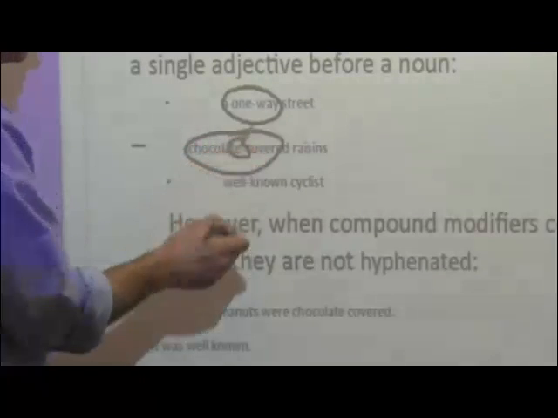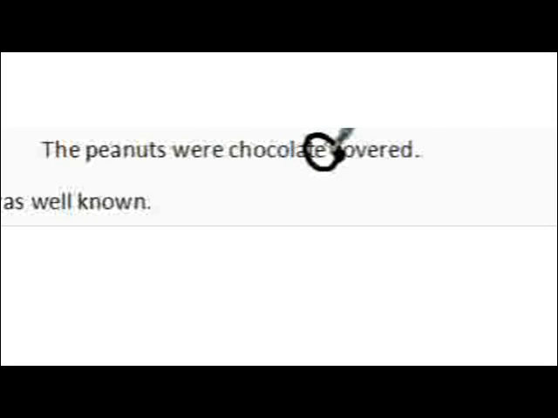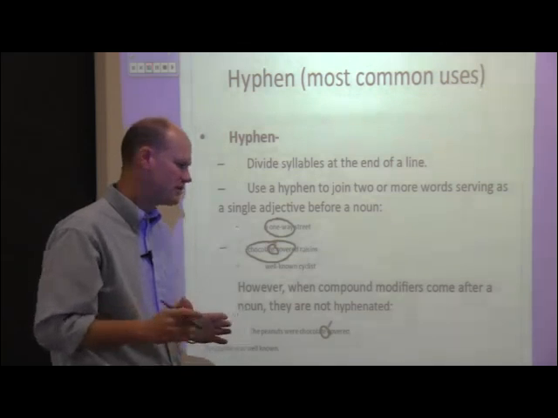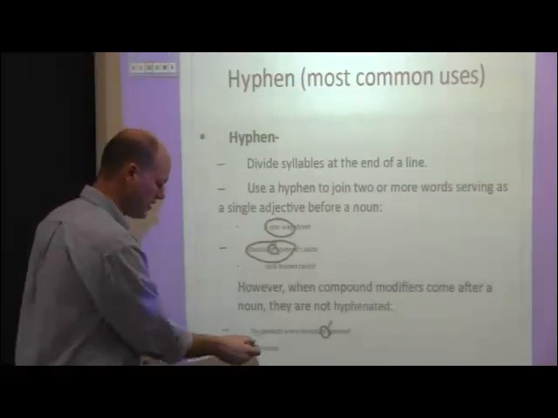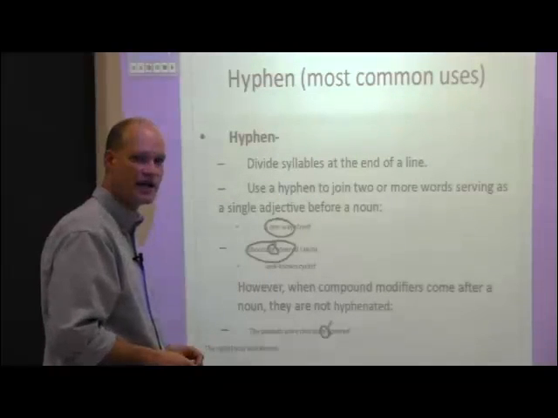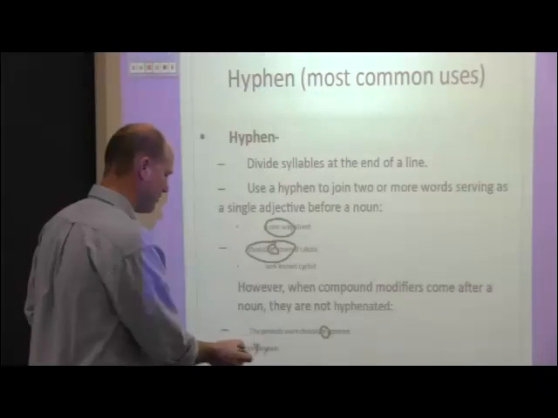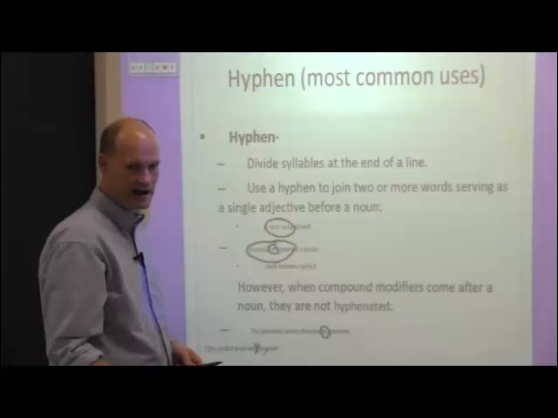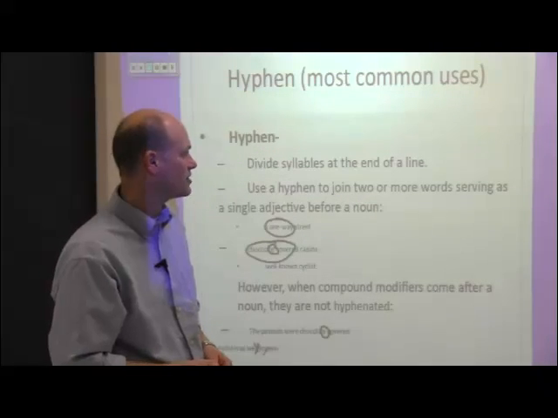You did use a hyphen in this one, but you would not here because they came after the noun. So that's one of those rules you want to keep in your mind. The cyclist was well known. Okay, and if it was the well-known cyclist going before the word cyclist, you would have a hyphen. In this situation, you do not have a hyphen in between those because it comes after the noun. So positioning matters when you're talking about hyphens.